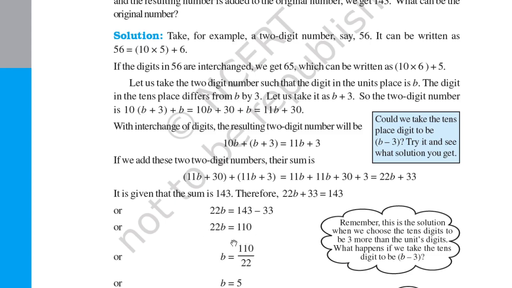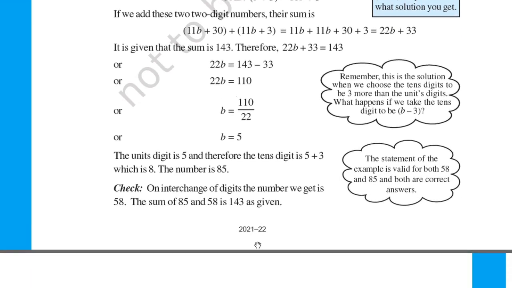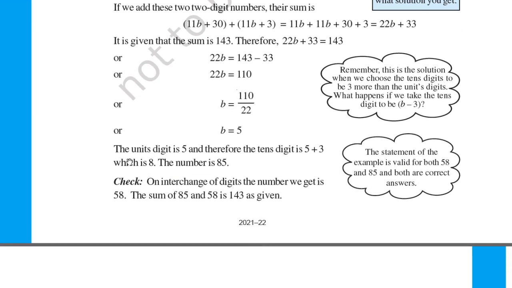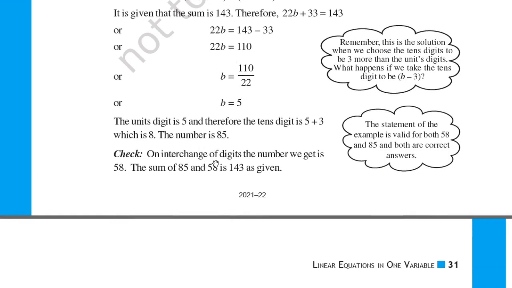So we will divide on both sides by 22, so you can cancel this out. So b is equal to 110 by 22, that will be 5. So the value of b is coming as 5. So the unit digit is 5, and therefore the tens digit is 5 plus 3, which is 8. So the number is 85. So we are checking it. On interchanging the digits, the number we get is 58. The sum of 85 and 58 is 143 as given.